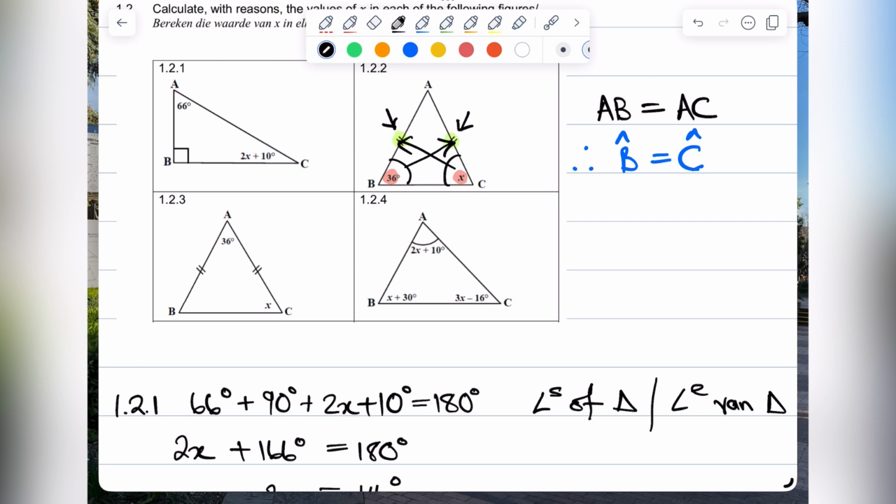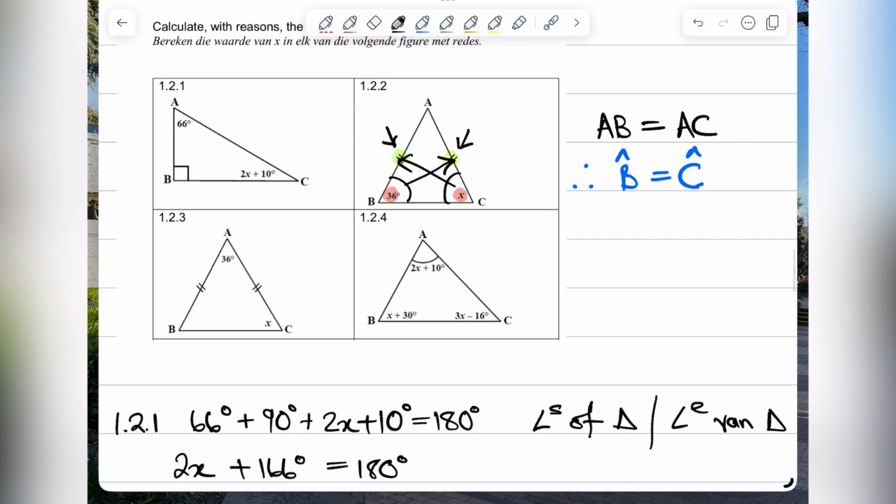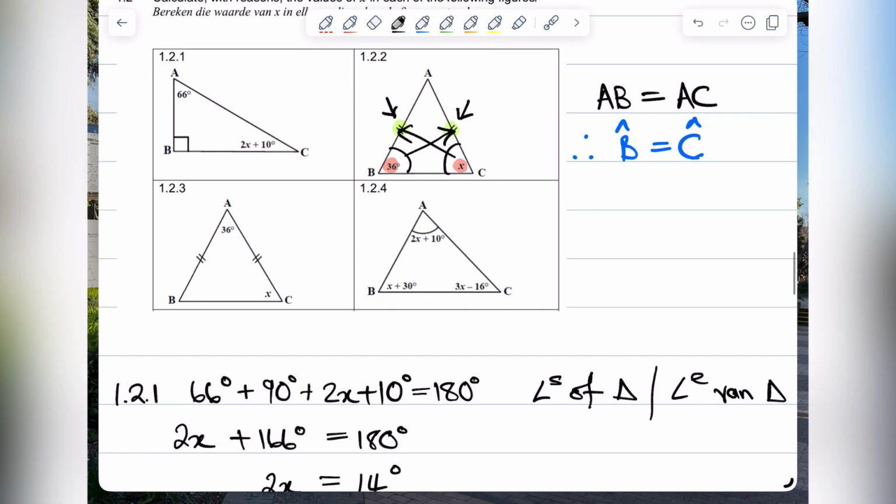Welcome back, grade 8s. We are busy with question 1.2 and we have now moved on to 1.2.3. Now, if you look at 1.2.2 and 1.2.3, you might say that this is exactly the same. However, there are some differences. If you look at 1.2.2 and you compare it to 1.2.3, you'll notice, of course, that x in this particular question is in the same place.